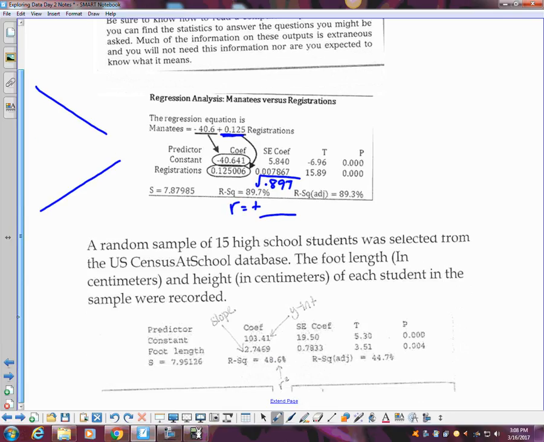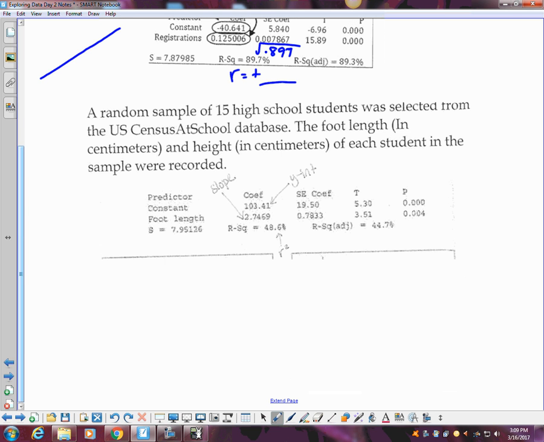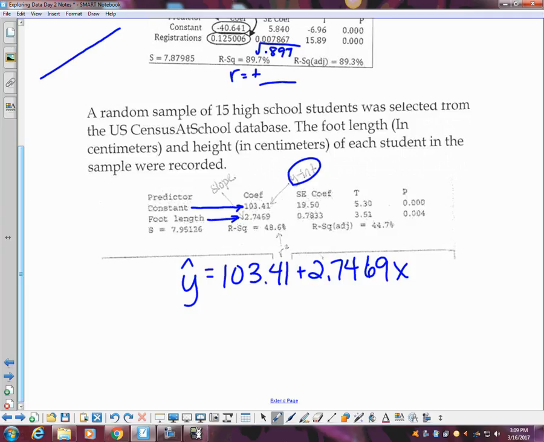Here we go. A random sample of 15 high school students was selected from the U.S. Census at School database. The foot length in centimeters and height in centimeters of each student in the sample were recorded. Okay, again, constant, y-intercept. Slope is always beside the word. So I would have y hat equals 103.41 plus 2.7469x. X would be my foot length, and y hat, what are we predicting, is our height, predicted height.